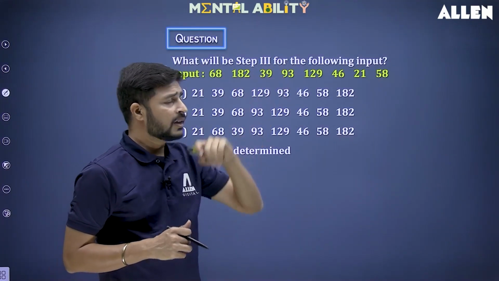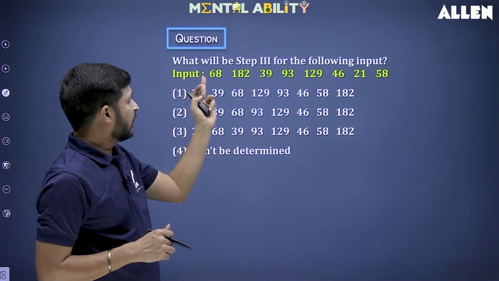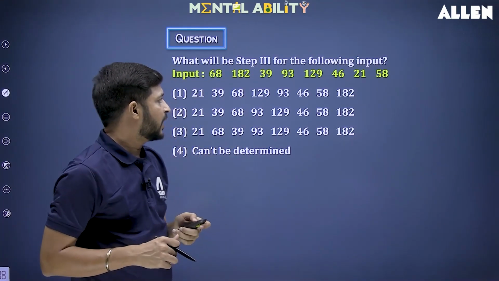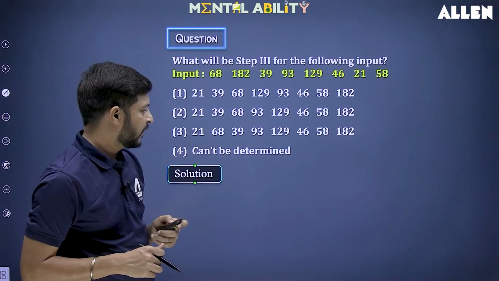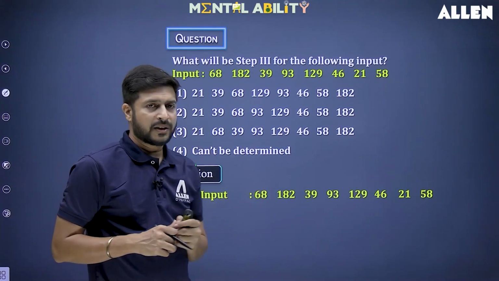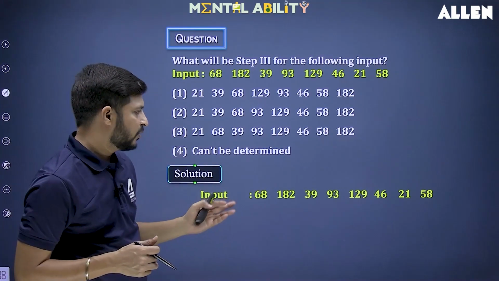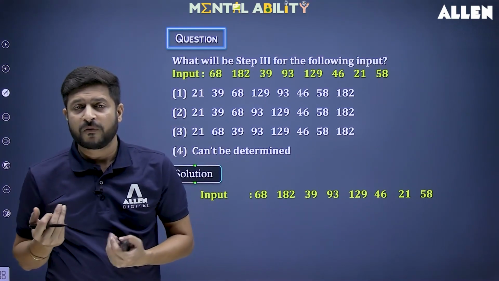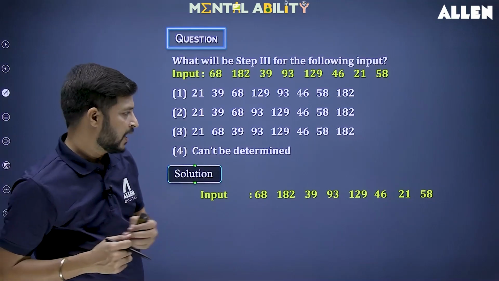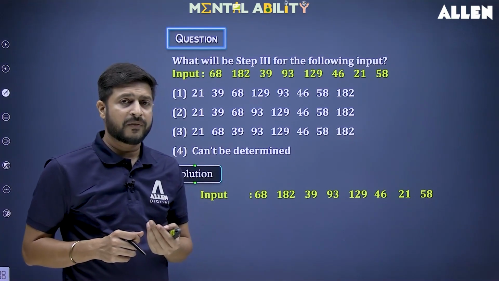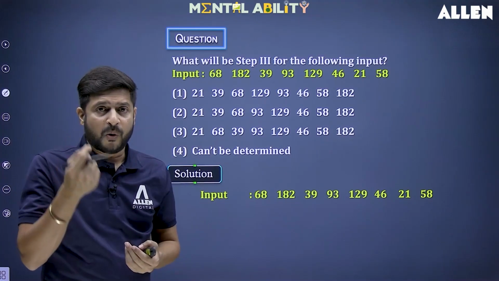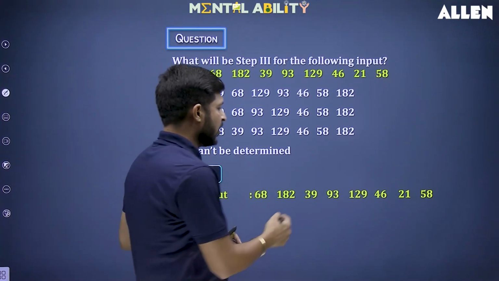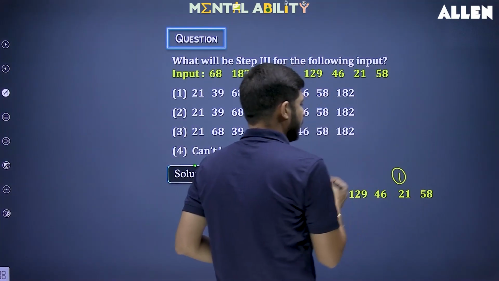So this is the question: what will be the step 3 for the following input, and this is the input which is given to us. And if I talk about the input, these are the numbers which are provided to us. First of all, we have to follow the same rule which we applied in the previous input, right? What we did over there was take the smallest number among the given numbers. The smallest number over here is 21, so it will be the first step.